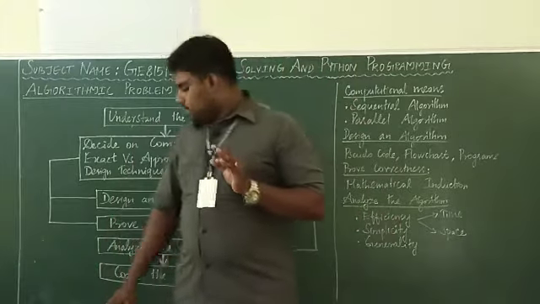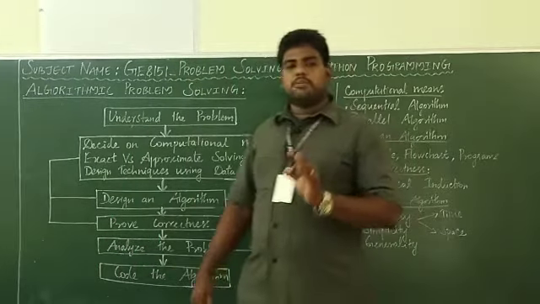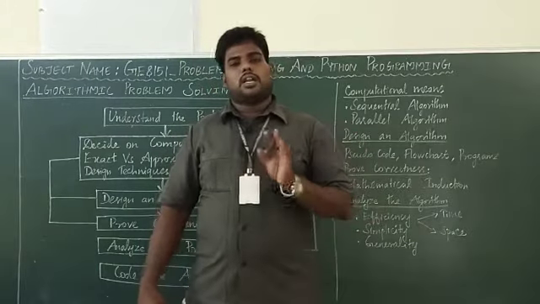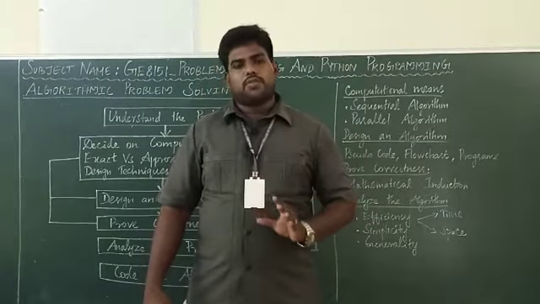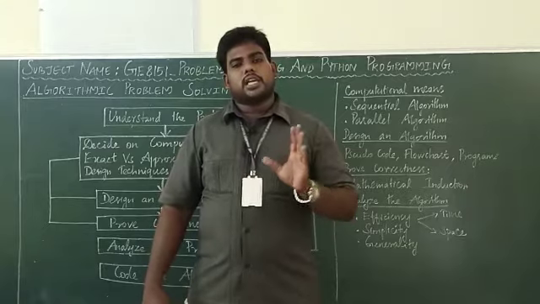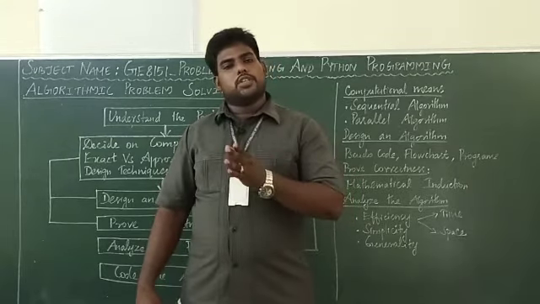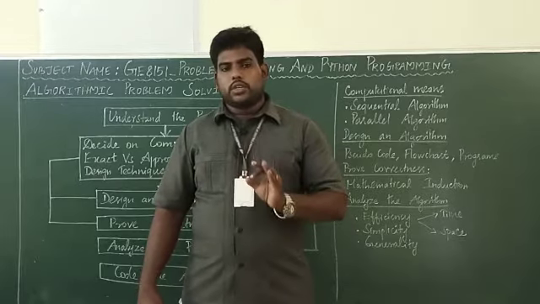Then the next step is to prove the correctness. It is the important thing. What is proving the correctness? For example, you are writing the algorithm for finding the factorial of a number. Say you take the input 5. So 5 factorial means 5 into 4 into 3 into 2 into 1. You will get the answer 120.